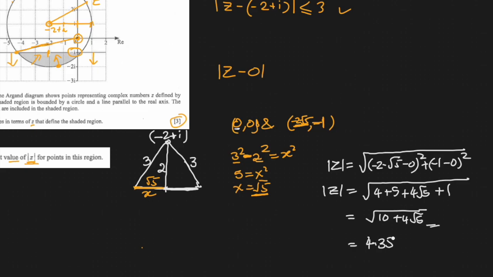What I'm getting here is 4.3525. Okay, 3 significant figures, 4.35. You write this or this is the same thing. This is the greatest modulus of z from origin.